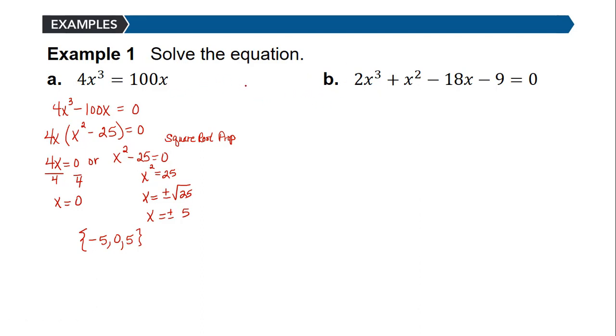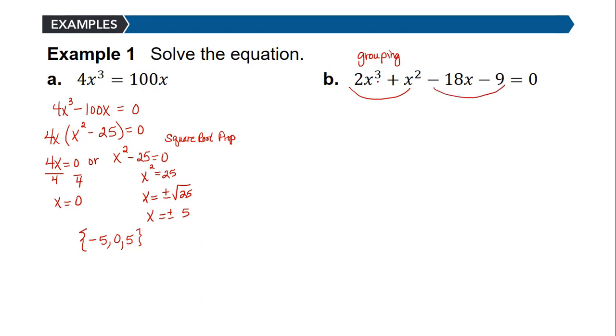Another example of a polynomial equation is 2x cubed plus x squared minus 18x minus 9 equals 0. This polynomial has degree 3, but it also has 4 terms. So to factor a polynomial with 4 terms, we will use grouping. We pair together the first 2 and the last 2 terms of the polynomial.